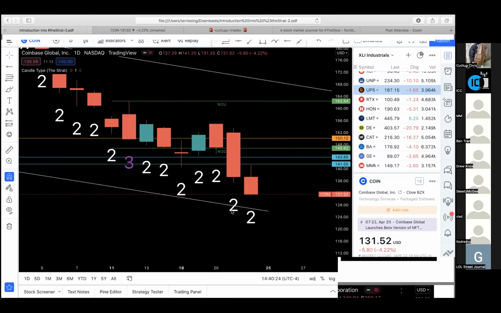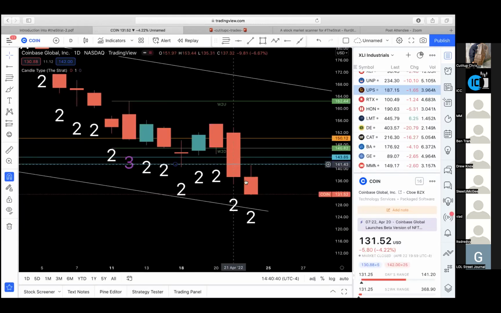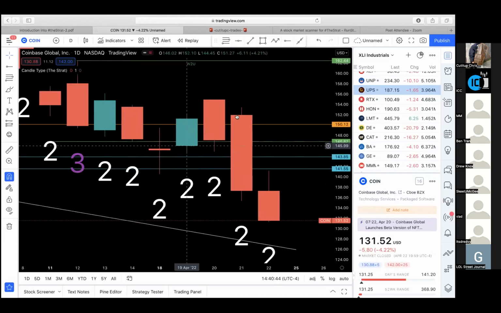And we took into account our target was 140. It was at 144.9. I mean, that's our trigger, 144.95, and our target is 140. We know the daily average range is about $8, so that was super attainable. And then this thing ended up dumping hella hard, but right here, it triggered right here.